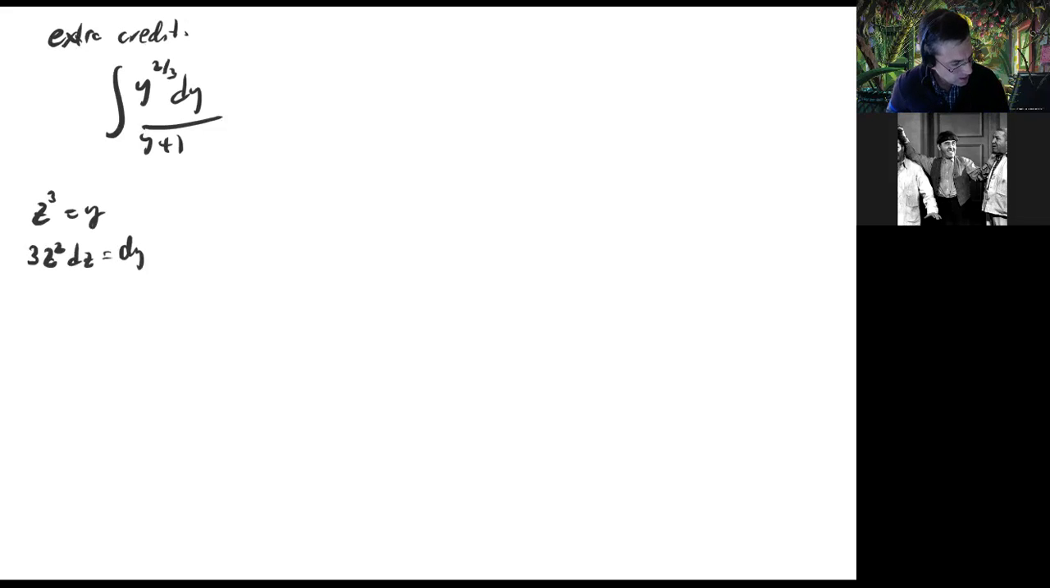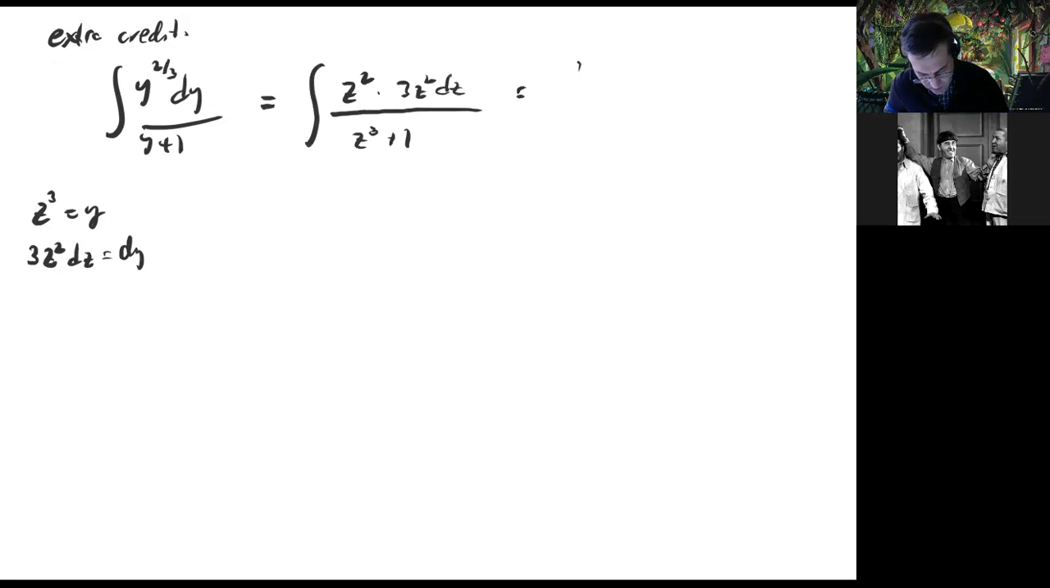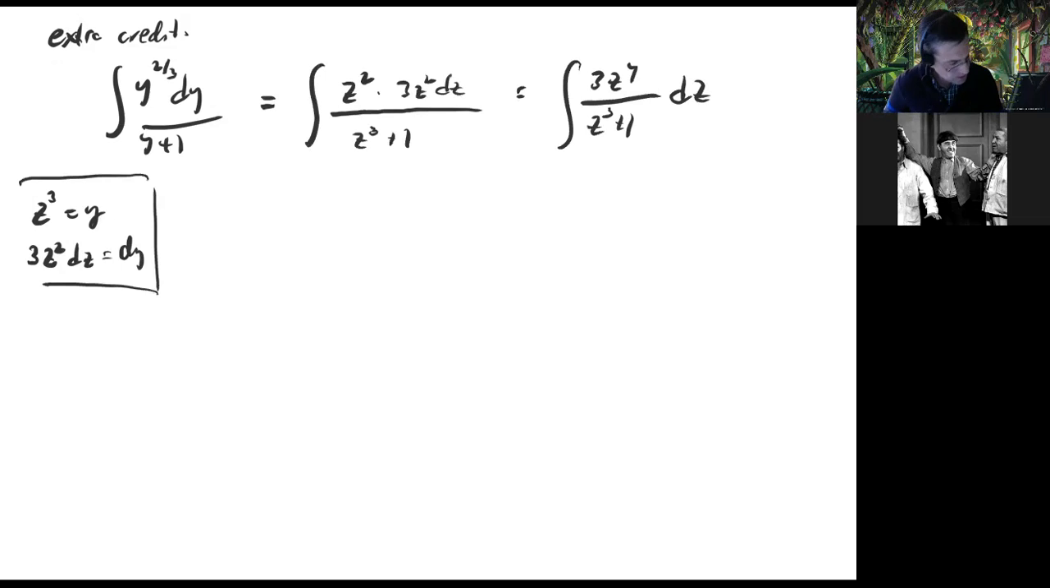And so we can do the substitution, and we get, so y to the 2/3 is z squared, right? And dy is 3z squared dz. And then we're over z cubed plus 1. In other words, it's 3z to the 4th power over z cubed plus 1 dz. Now we are in the world of partial fractions. So let's see what we have to do here.